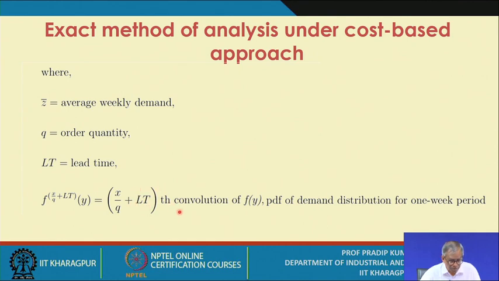that is the convolution of F_Y. What is F_Y? F_Y is the PDF of the demand distribution for a 1 week period. That means this is the time period you need to consider, right?